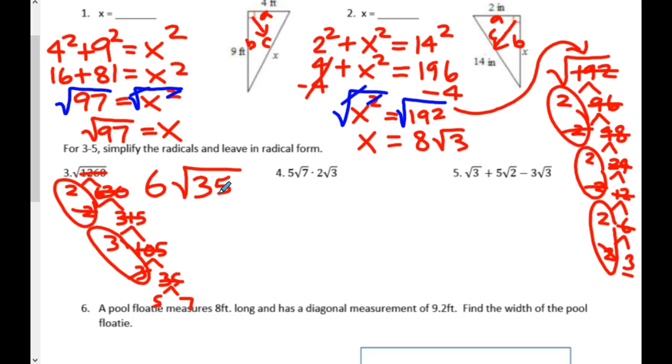Number 4, remember you must multiply the outside first. 5 times 2 is 10. And then you multiply the inside. 7 times 3, 21.